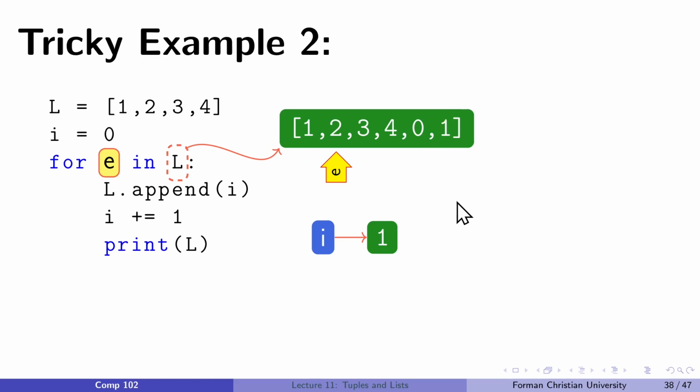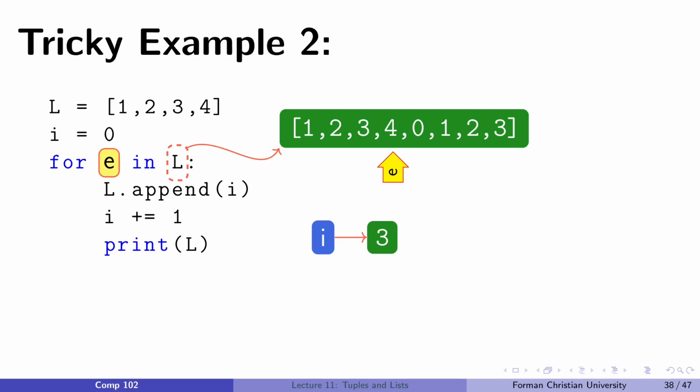Second iteration, E moves to 2, and we append I again, and the list grows again. And then E goes to the third, and then E goes to the fourth. Basically, L keeps getting longer and longer. So the loop keeps finding new elements. That's the key point, because we keep appending to the list.